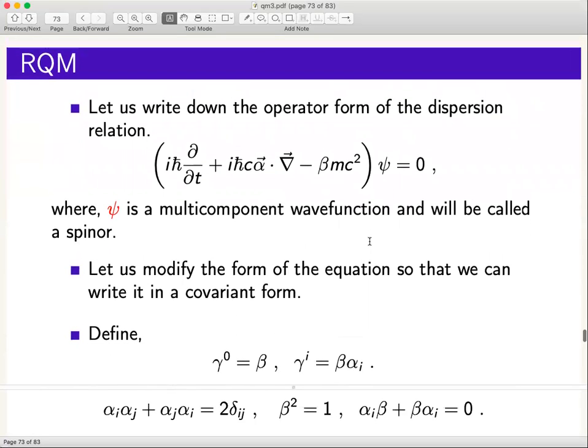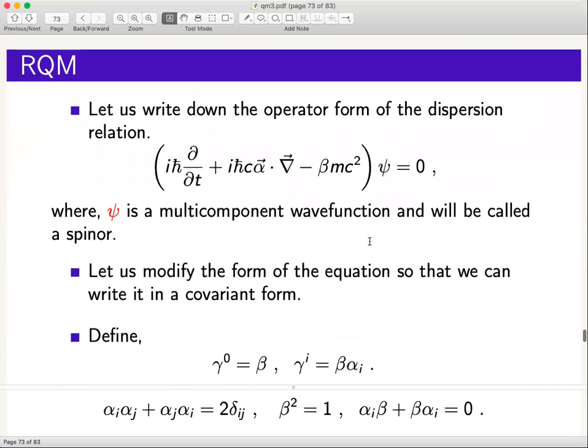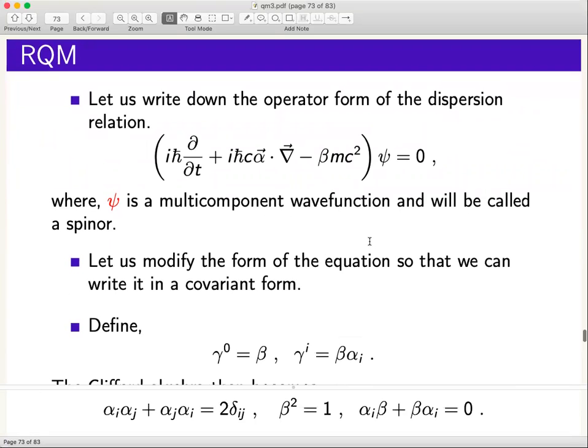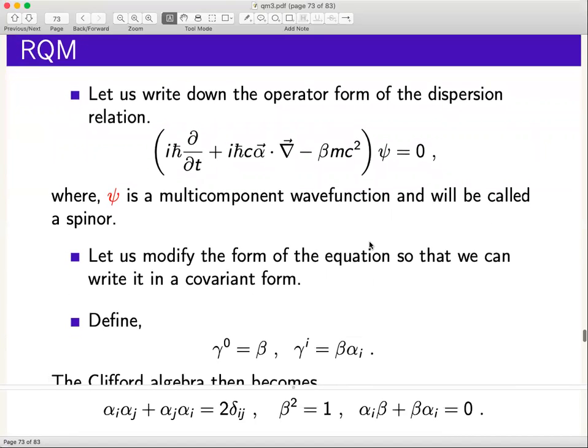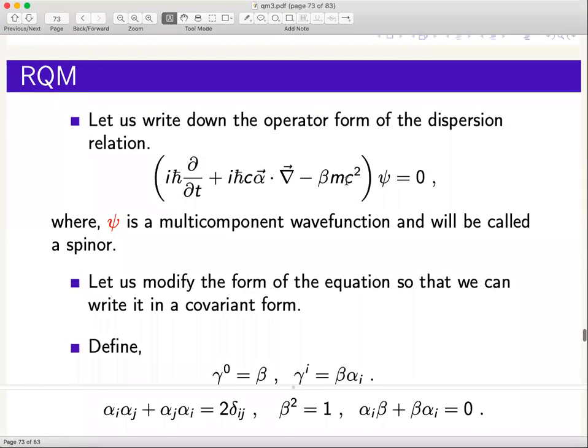So what we will do now is modify the form of the equation so that we can write it in a covariant form. Right now, this equation doesn't look very covariant. By the way, this equation is called the Dirac equation. Of course, Dirac also wrote it down in the covariant form, so I would also call that the Dirac equation in the covariant form.